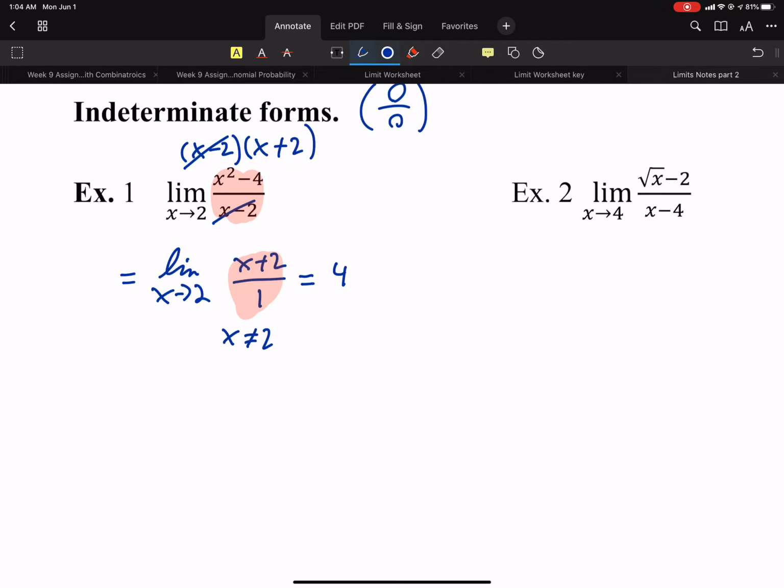So it never reaches 2. So when I take the limit of this, it never gets to 2. So I don't have to worry about the 0 in the denominator. So that's what's going on there. So you have to rewrite it.